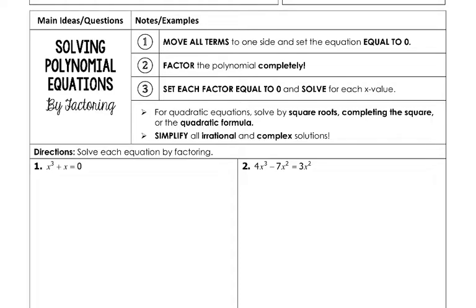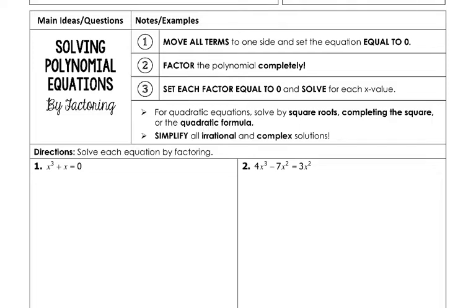So we need to solve each of these by factoring. You've seen something very similar to this before. Let's look at the steps. Number one, move all terms to one side and set the equation equal to 0, getting it into standard form. Number two, factor the polynomial completely. Make sure you factor it all the way. Don't just factor it once and say it must be done. Always check for trinomials that can be factored, difference of squares, difference of cubes, sum of cubes, etc., or GCFs, of course. Always check the GCF first.